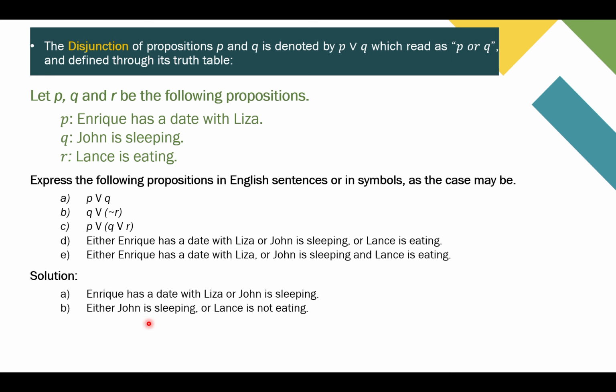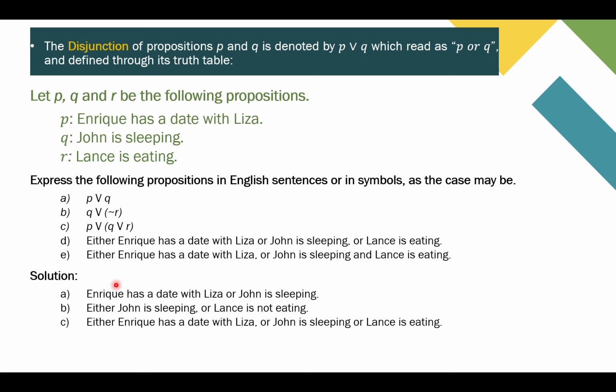Either John is sleeping or Lance is not eating. Why is there a parenthesis here? That will indicate that you need to put a comma. And then for our letter C, what is our P? Enrique has a date with Liza, or, comma, John is sleeping or Lance is eating. Let us see if it is correct. So, here is the placement of our comma. I hope everyone can follow.